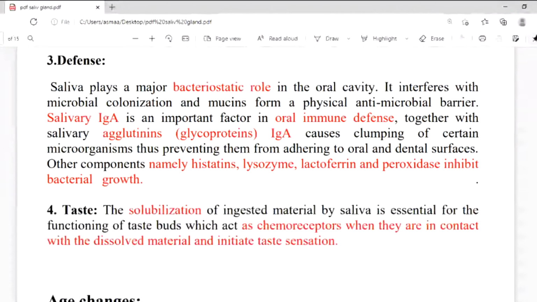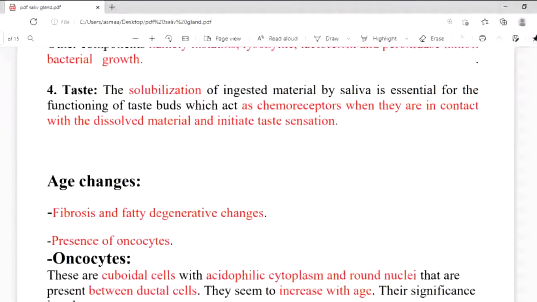And the last function of saliva is the taste. The solubilization of ingested materials by saliva is essential for the function of taste buds, which act as chemoreceptors when they are in contact with the dissolved material and initiate taste sensation.